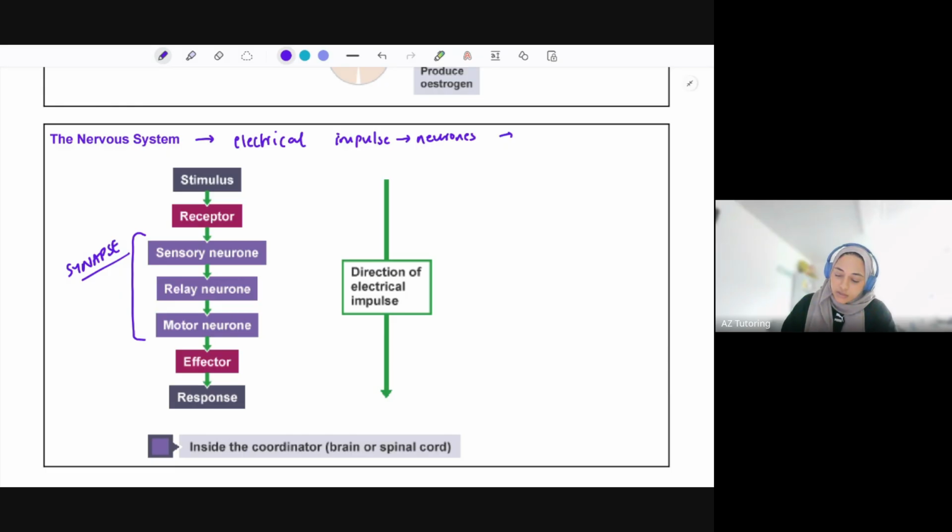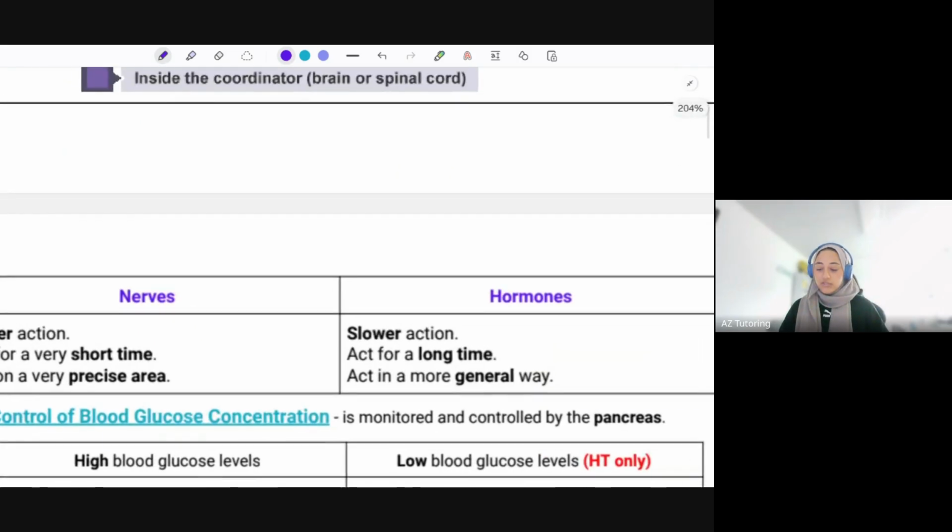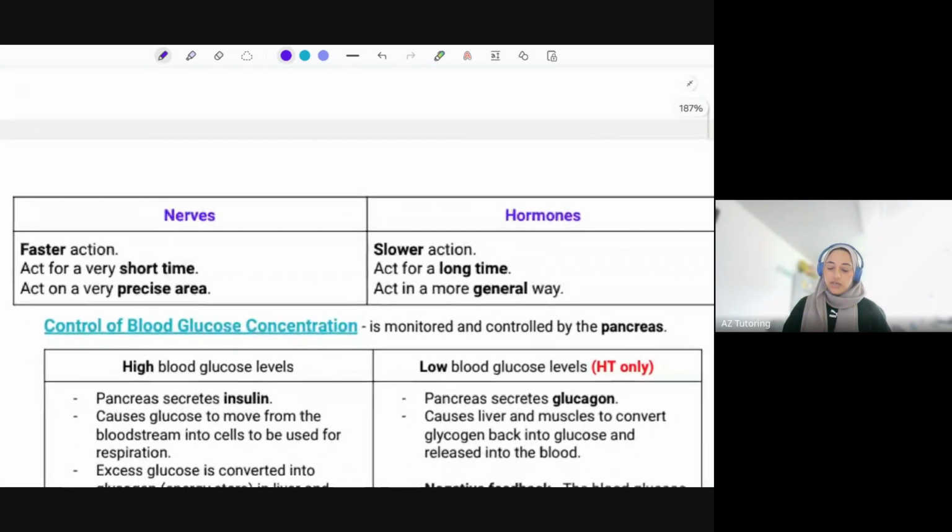Now notice with the nervous system, the effects are really fast. They have to be fast. If you are burning yourself or, I don't know, stabbed yourself with a pin or something, you need to respond to it quick. And that's the main difference between nerves and hormones. So you can see with the nerves, should really say neurons instead, it's faster action. That's the reason why it uses electrical impulses.